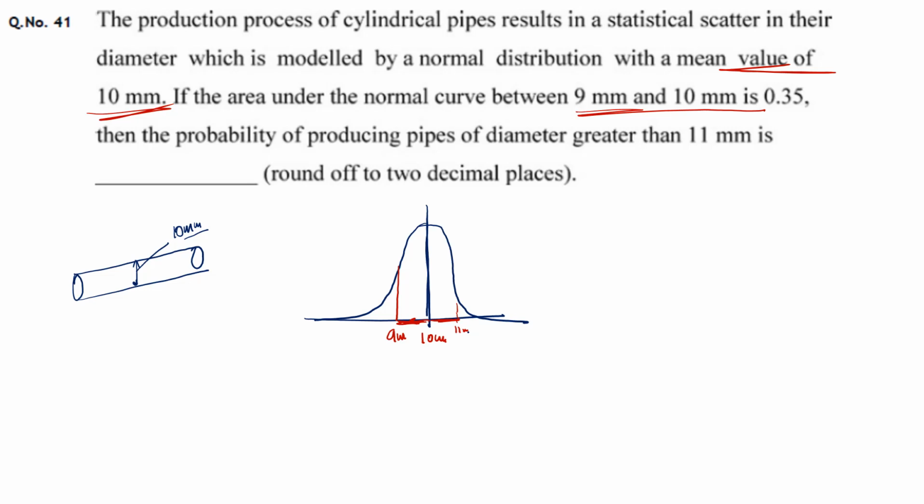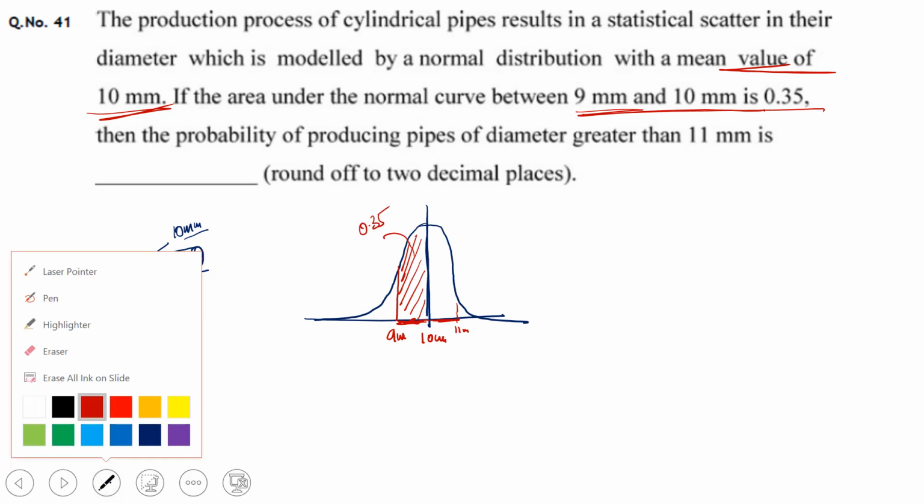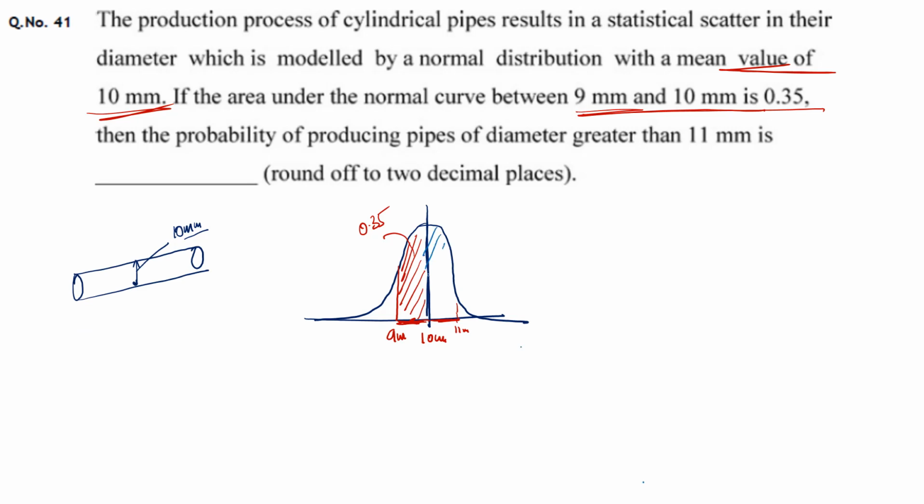Now here it is given that the area between 9 mm and 10 mm is 0.35. So guys, since these two sides are similar, the area between 10 mm and 11 mm will also be 0.35. So this combined area will be how much? It will be 0.7, right?